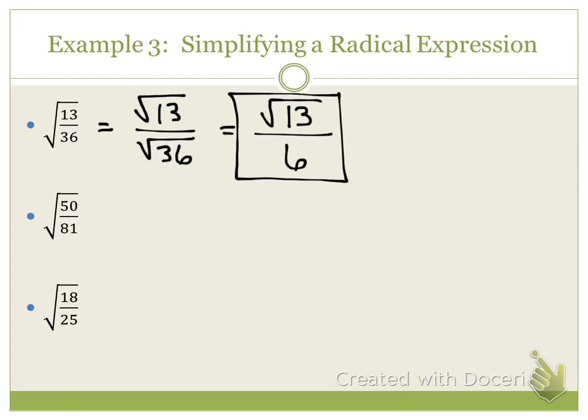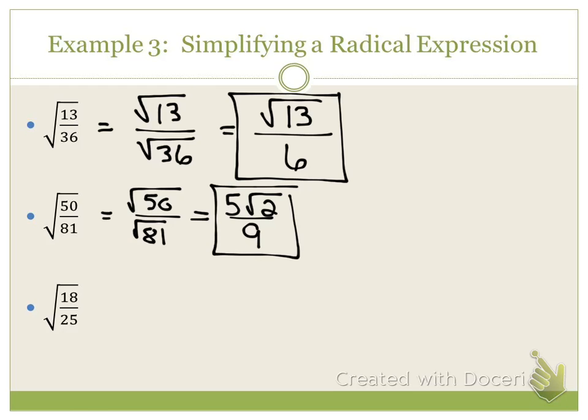You take the square root of whatever you can evenly. You leave everything else under the radical. All right, so that's like saying square root of 50 over the square root of 81. Well, I know the square root of 81 is 9. And what's the square root of 50? 5 times the square root of 2. So 5 times the square root of 2 over 9. And that's my answer. All right, go ahead and do the third one.